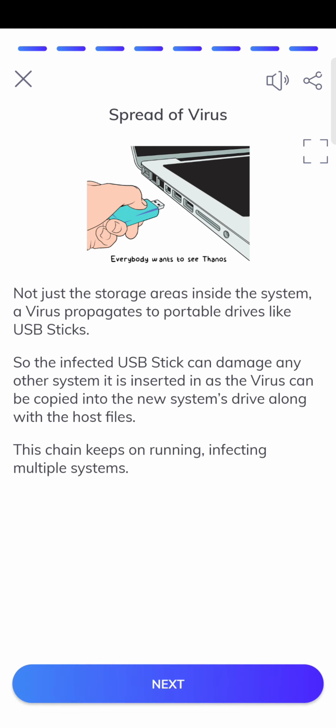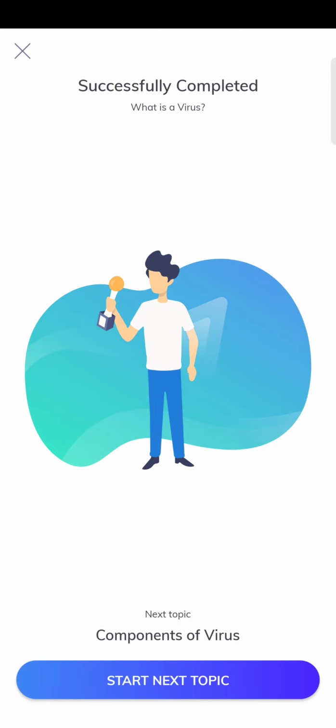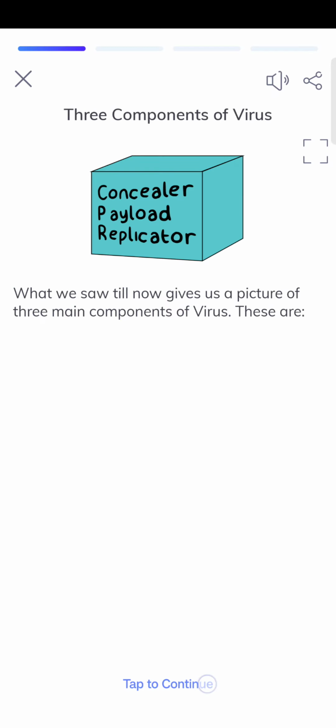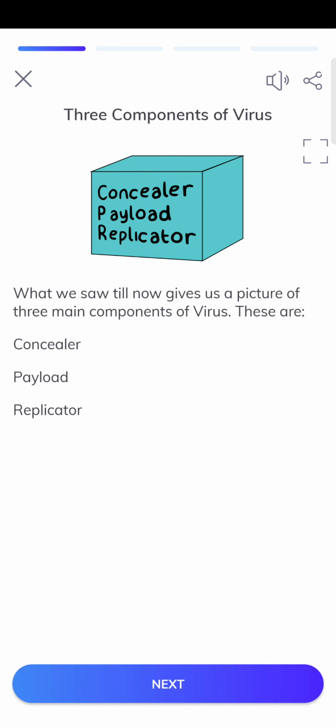This chain keeps on running, infecting multiple systems. What we saw till now: concealer, payload, replicator. The concealer's job is to make the virus appear as a benign application.